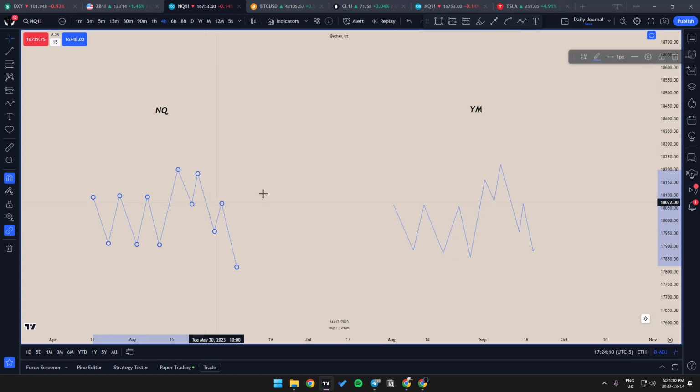Right. So here you have SMT divergence. Let's just pay attention to the one on the highs. So you have SMT divergence up there, right? So how do I determine which one I want to trade? Well, how I determine is that I look at what has a more obvious drawn liquidity.